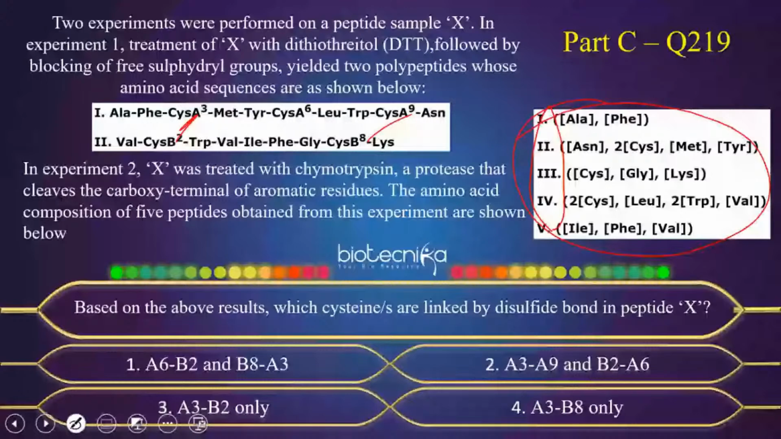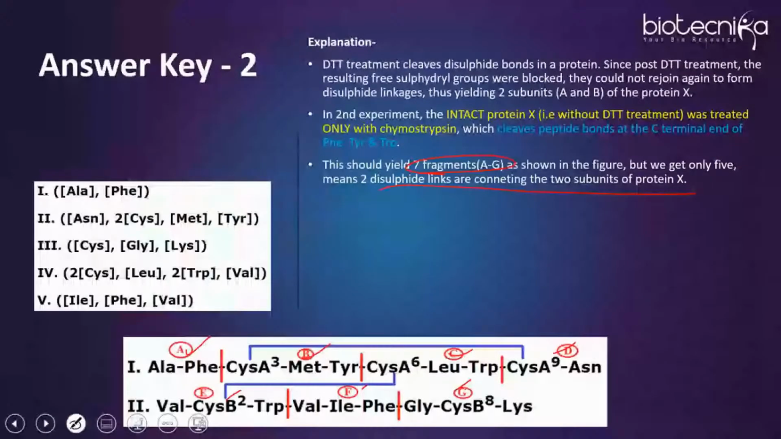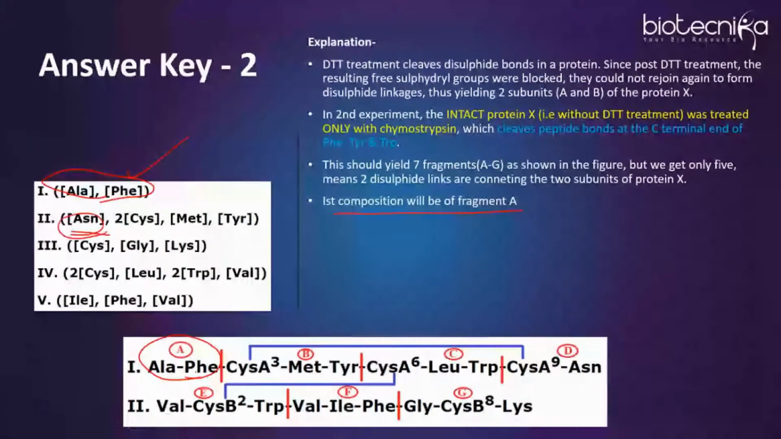4 cysteines, 5 alanines. They have the first subunit, alanine, phenylalanine. Now this looks the same composition as fragment 1, isn't it? Let's check. So basically the first composition will be of fragment A. Then let's check the second composition: asparagine, 2 cysteines, 1 methionine and 1 tyrosine. Now we do have cysteine, methionine, tyrosine, and in another one, D fragment, we have cysteine and asparagine. So that completes our composition of the second fragment.